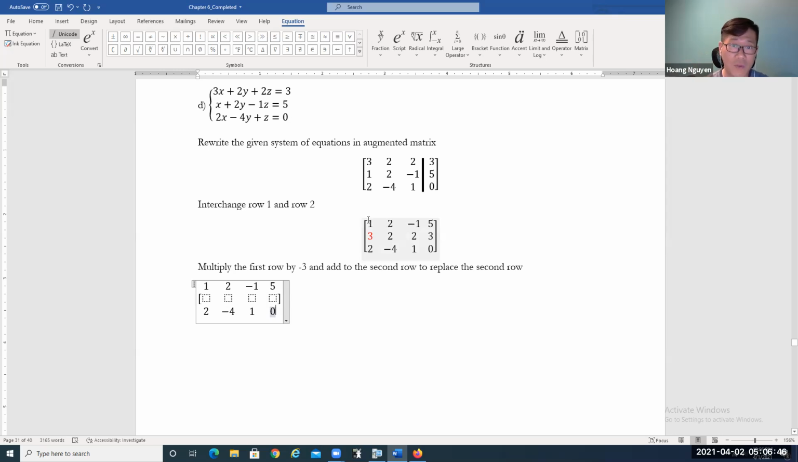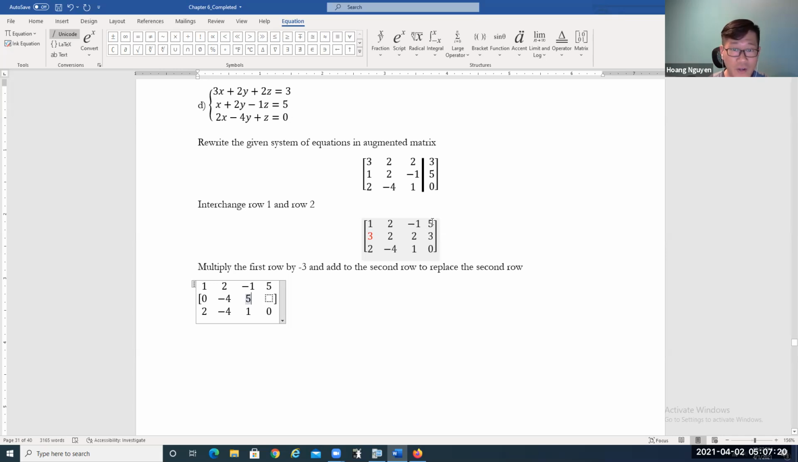Okay, so I'm going to multiply the first row by -3. So -3 times 1 is -3, plus 3, so it's going to be 0. -3 times 2 is -6, plus 2, so it's going to be -4. -3 times -1 is +3, and +3 plus 2 is going to be 5. Okay, so it's going to be 5. That's good.